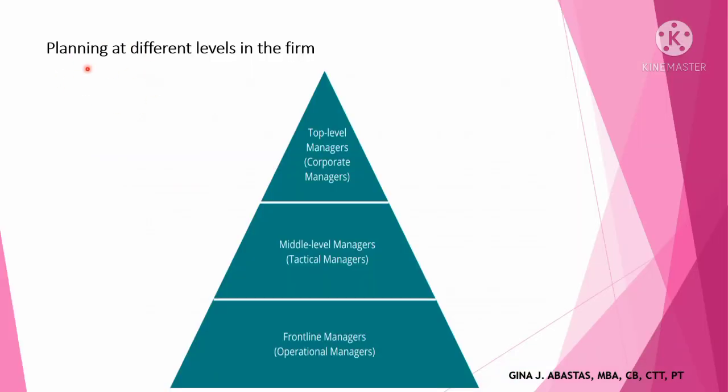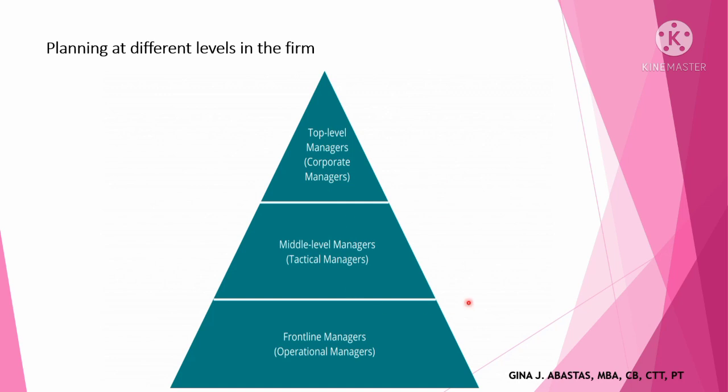So let's move on to the planning at different levels in the firm. So an organization can have many different managers across different positions, levels of authority, and hierarchy. So in any organization, managers are on top of their subordinates. So they carry out plans through the support of their staff. So here, we will discuss planning at different levels in the firm.